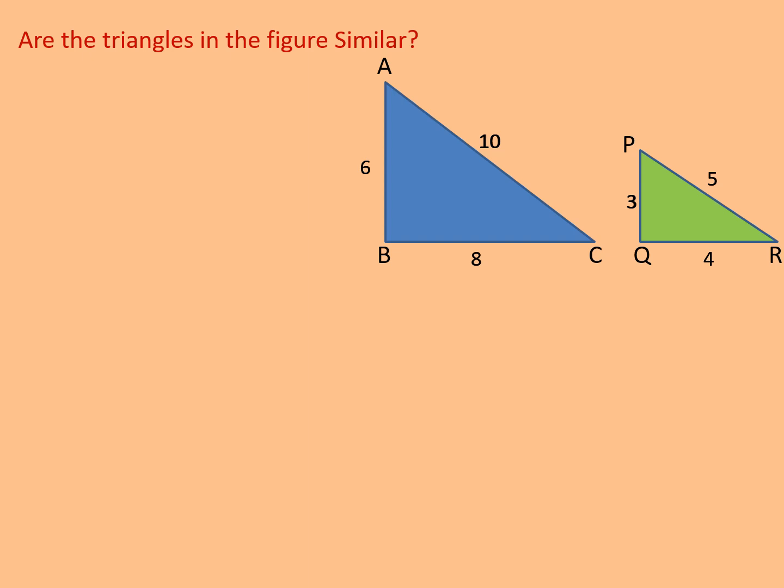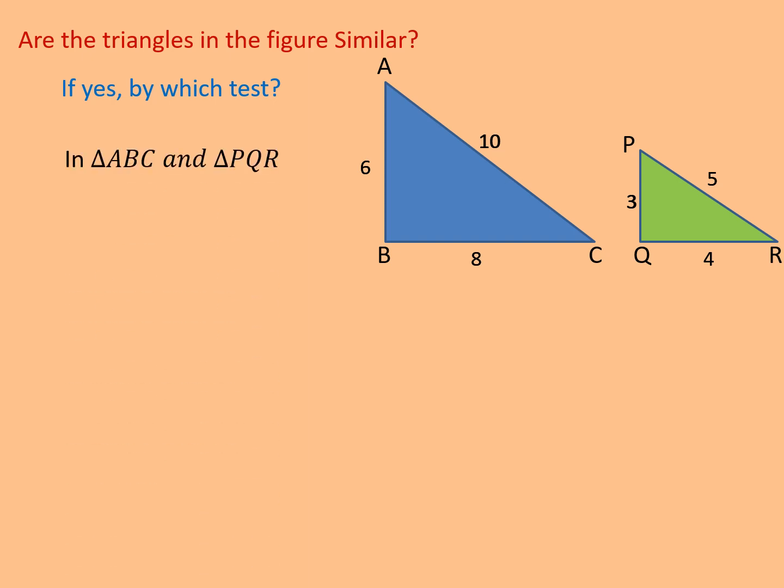Here we need to find out whether the two triangles are similar or not. As you see, they have not marked the sides with the identical sign, but they have given a certain value to each side. They have not marked the angles at all. So we need to find out whether these two triangles are similar or not. If they are similar, then we need to find out the test of similarity.